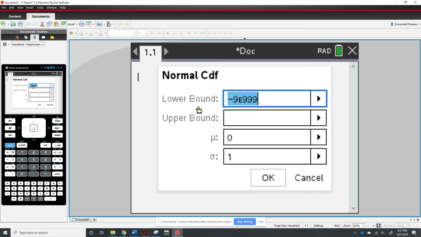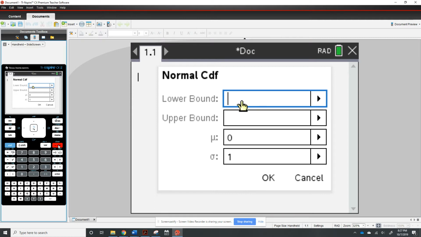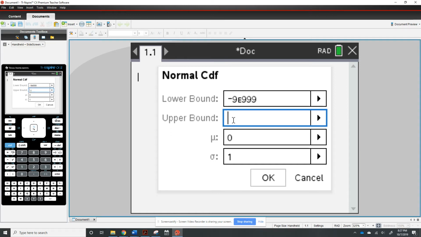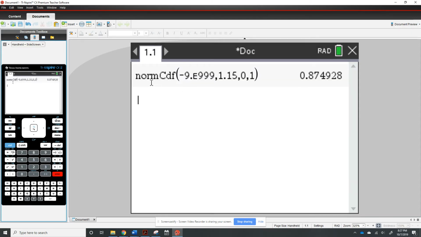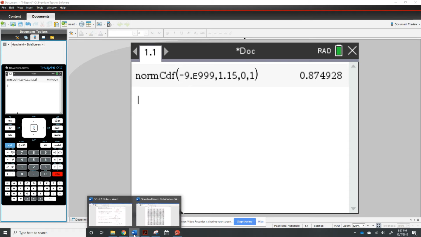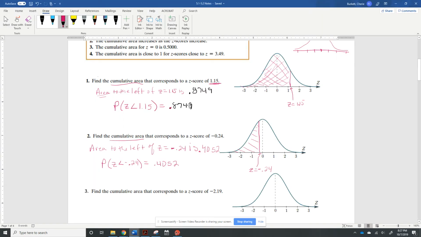I'll show you how to put that E in. If that number's not there, you do negative 9, and down here, you see where my cursor is? It's this EE button, and you just do 999. I don't remember how many. But that's the way we type in negative infinity. Where were we stopping? What was our upper bound? Our upper bound was 1.15. That's our z-score. And all of these have a mean of 0 and a standard deviation of 1. So all you have to do is tap down to OK and press enter. It types it in for you and gives you the answer, 0.8749. And I believe that's what we had right here, 0.8749.